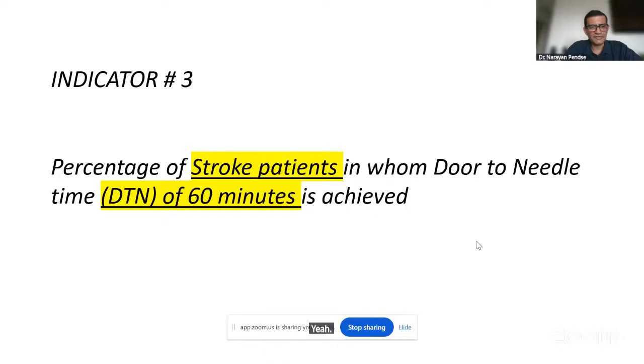Yeah. Please confirm if you can see my presentation, my slides in presentation mode. Yes, sir. You are on indicator 3, stroke.